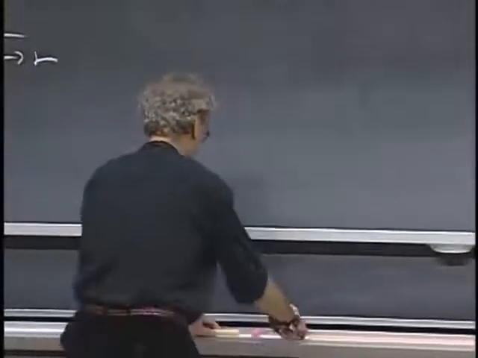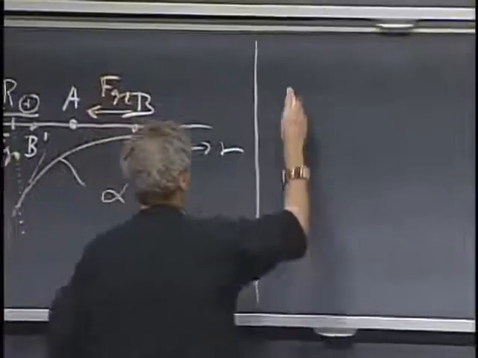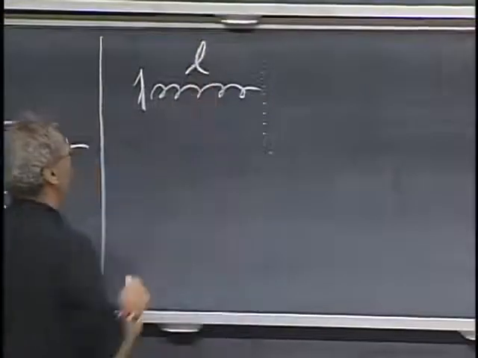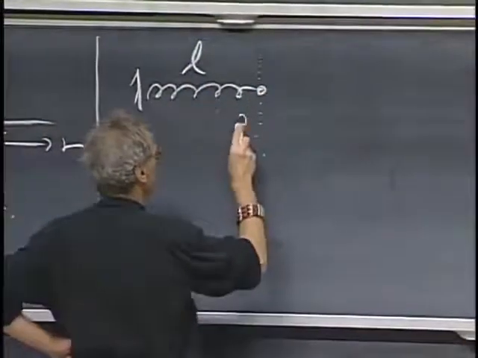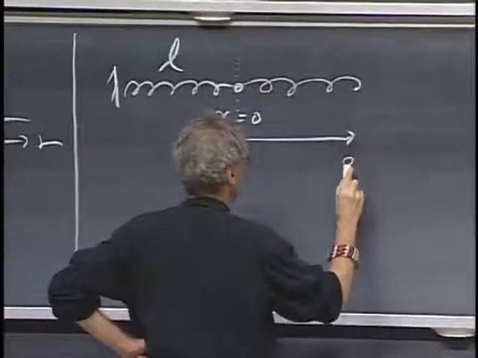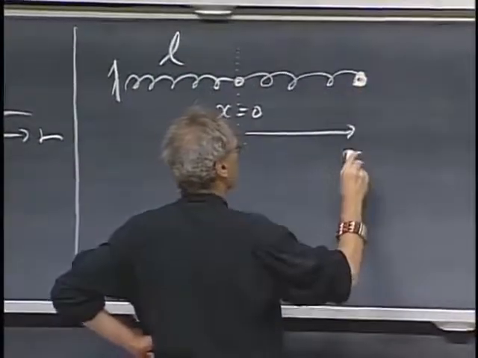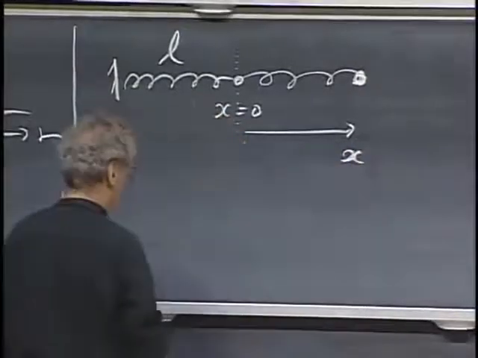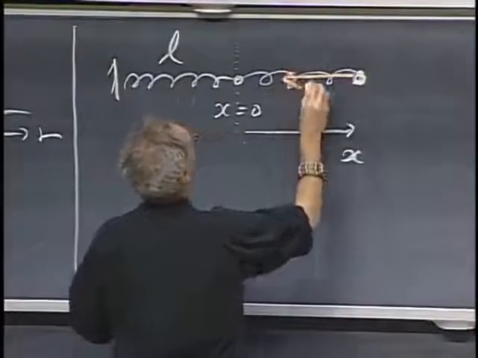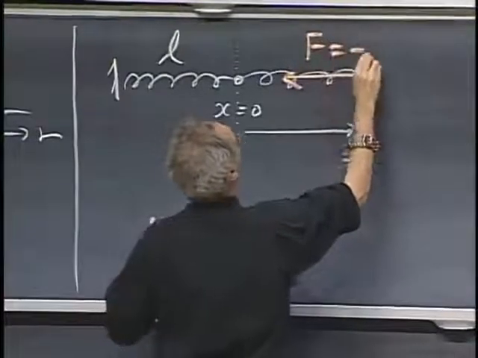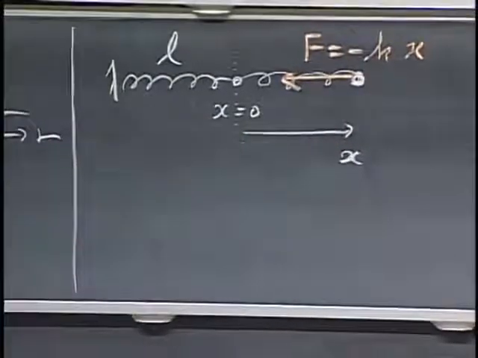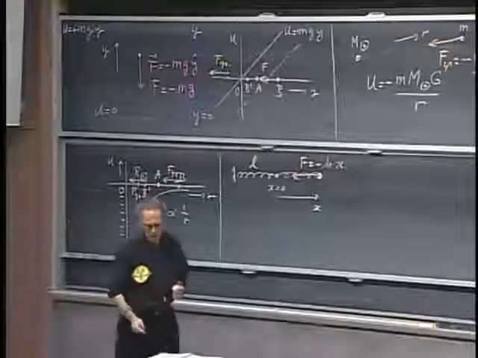Now I change from gravity to a spring. I have a spring which has relaxed length L. I call this x equals 0, and I extend it over a distance x. And there's a mass m at the end, and there will be a spring force. That spring force, F equals minus kx. It's a one-dimensional situation, so I can write it without having to worry about the arrows.